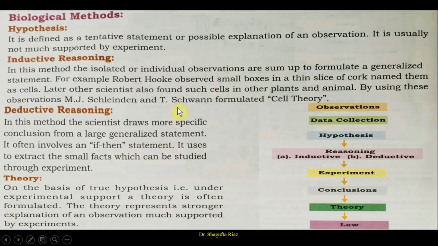Now the biological methods. These will help us tackle problems in the field of biology. Biologists work on topics or problems to solve them. How? By using systematic methods of different steps, right? And scientists make observations and collect data or facts to propose a hypothesis, which is a tentative statement, right?